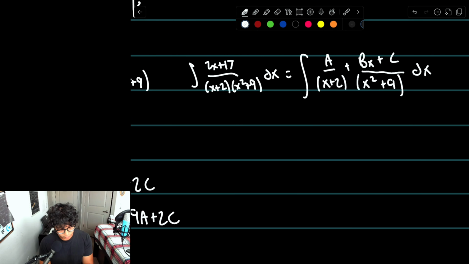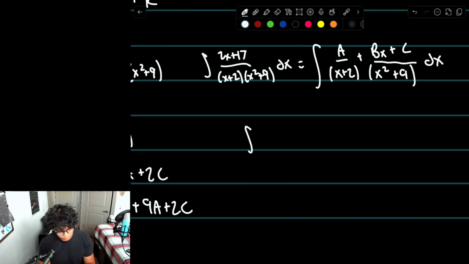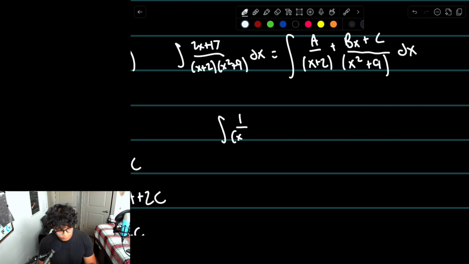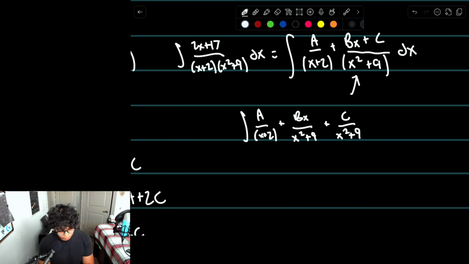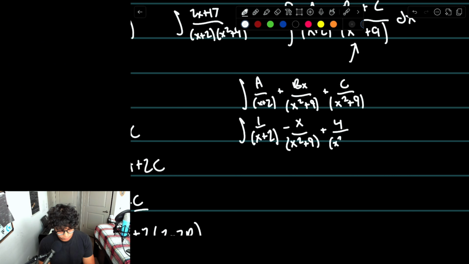Now knowing the fact that our original integral looks like this over here, we could just plug our variables in, giving us the integral of 1 over x plus 2. And a quick tip, if you have an x on the numerator as well as the denominator, you could always just split it up into something like this, a over x plus 2 plus bx over x squared plus 9 plus c over x squared plus 9. And that would be fine because it is exactly the same thing. We can then comfortably substitute, which is 1 over x plus 2 minus x over x squared plus 9 plus 4 over x squared plus 9 dx.